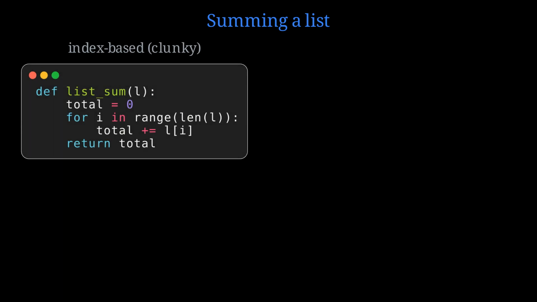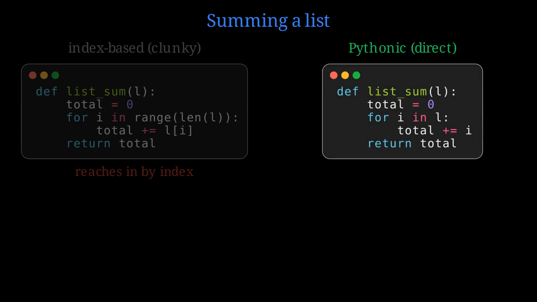Here is where lists and tuples get elegant. Suppose you want the sum of a list's elements. One way loops over a range of indices and reaches into the list at each index. It works, but it is hard to read at a glance. The Pythonic way loops over the elements directly. For each element in the list, add that element to a running total.